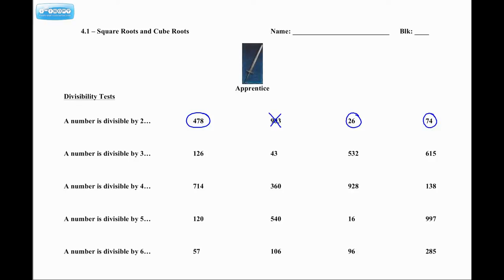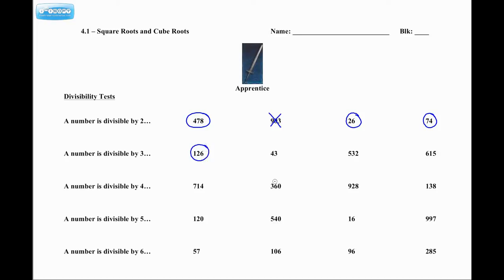How can you tell if a number is divisible by 3? Well, the answer is not to look at the last digit and ask yourself, is that divisible by 3? It doesn't work that way. It's actually really cool how it does work, though. What you do is you take all of the digits present and add them up, and then you look at the total. So 1 plus 2 plus 6 equals 9. Is 9 divisible by 3? It sure is. So 126 is also divisible by 3.